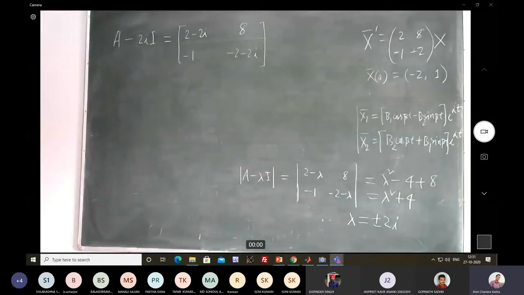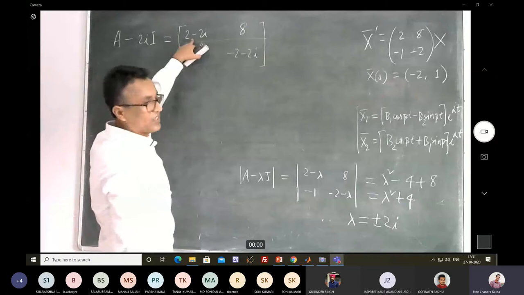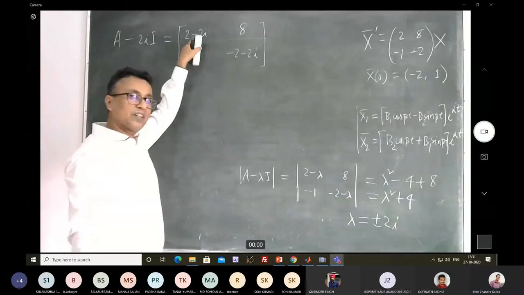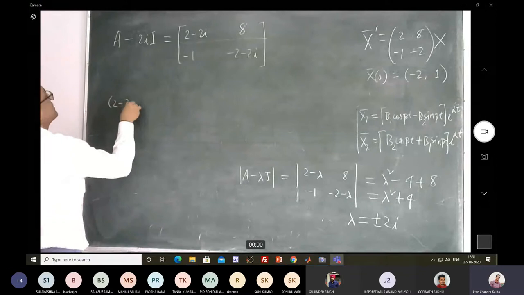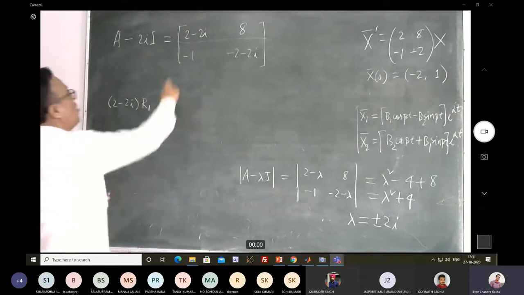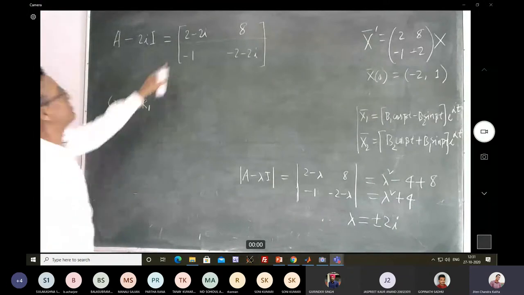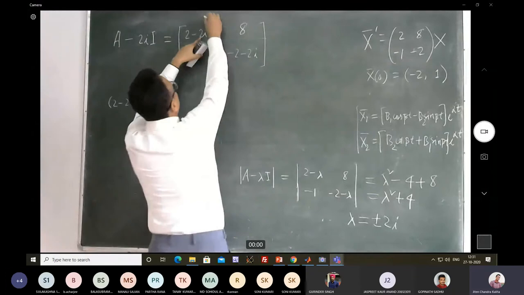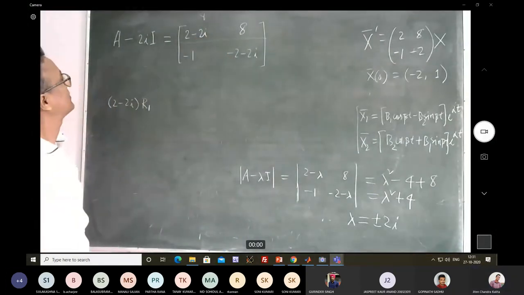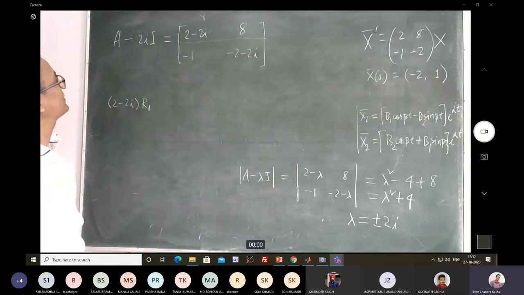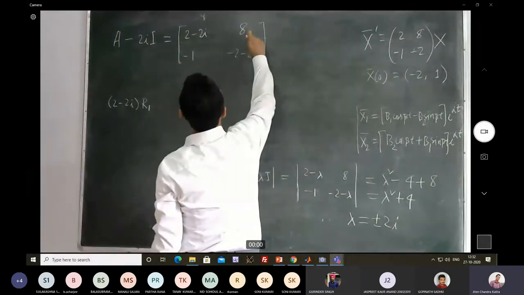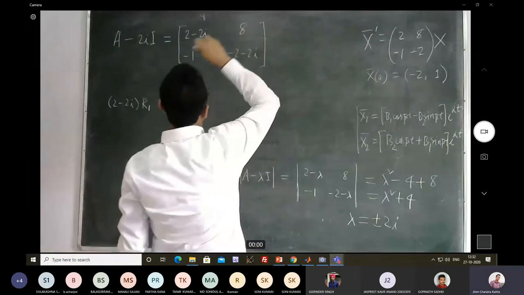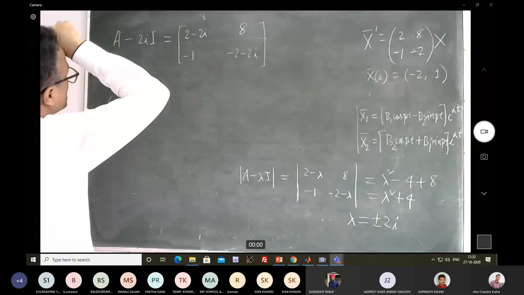Just look at this entry. There is some interesting fact. If you multiply this with its complex conjugate, basically if I multiply row 1 by the complex conjugate of this element, then you will see that we get 2 squared plus 2 squared, that is 8. Is it okay to everybody? And this is going to give me 8 into 2 plus 2i.